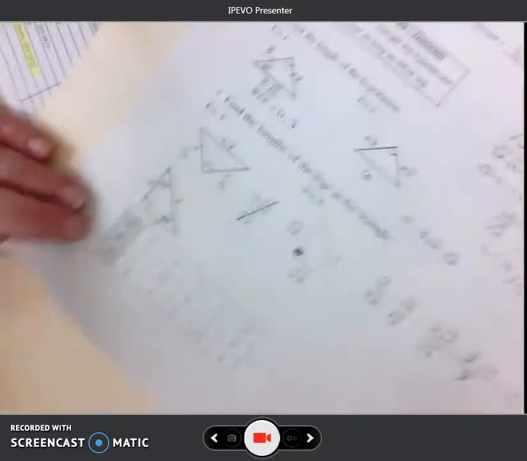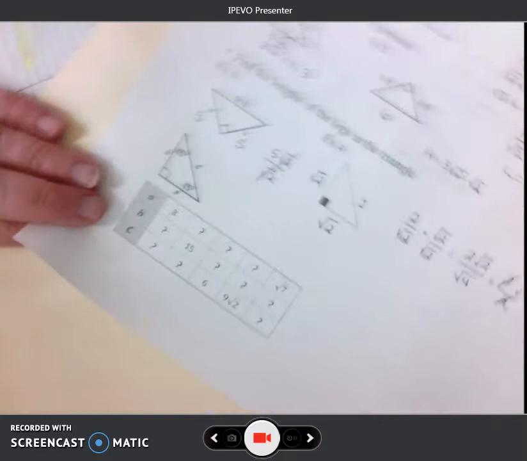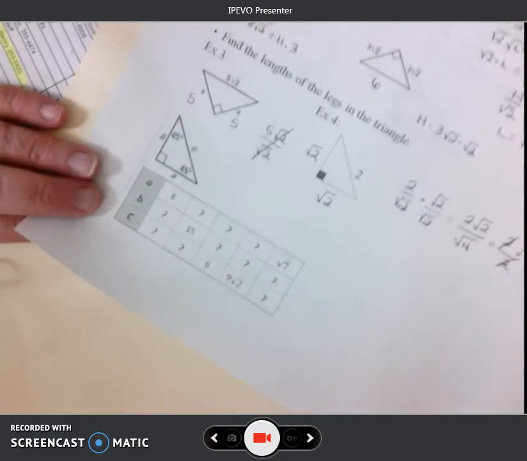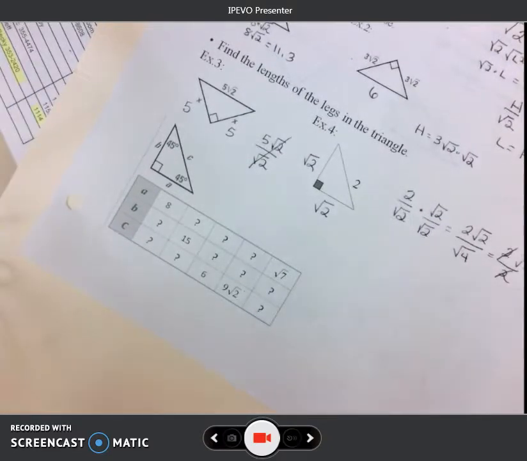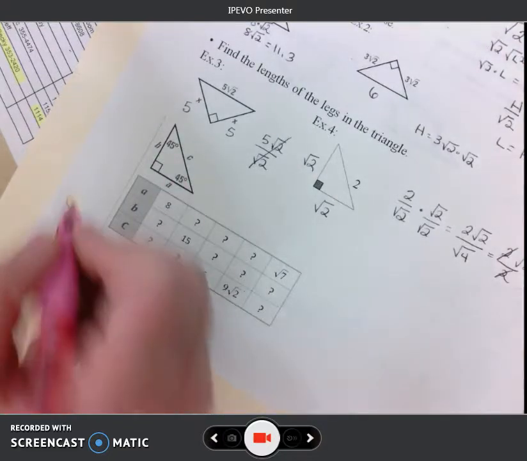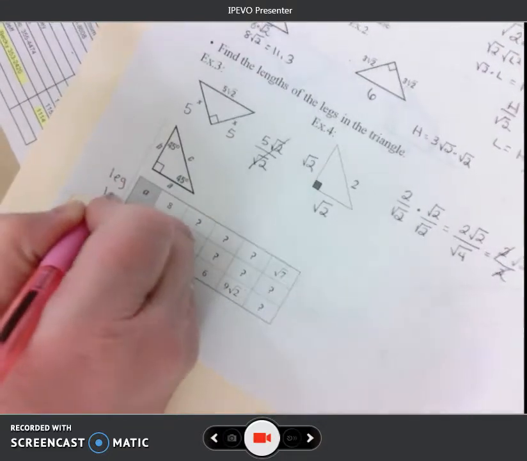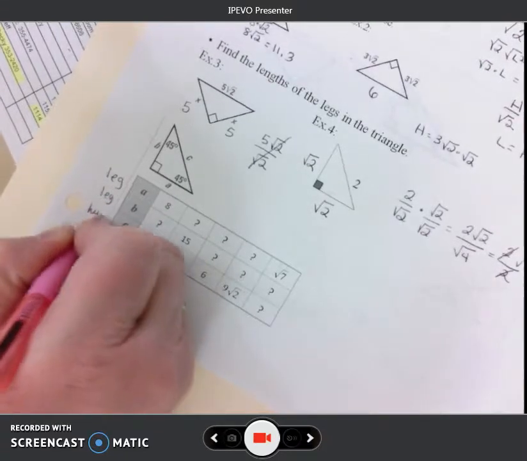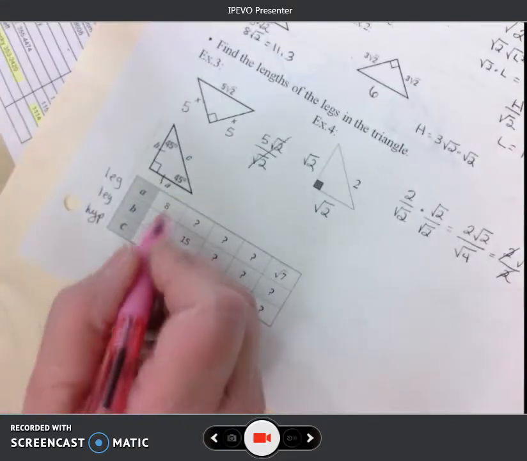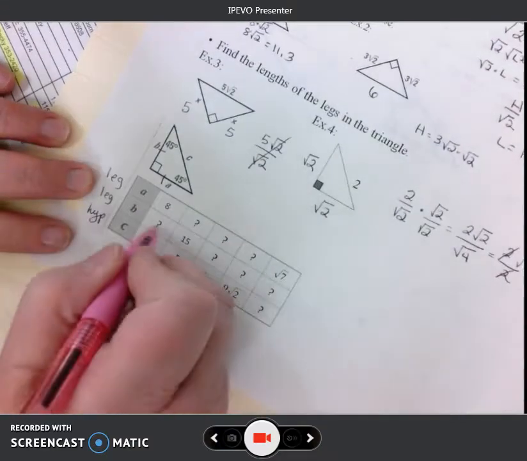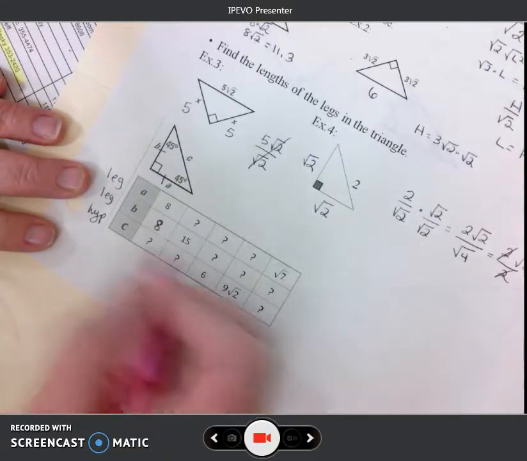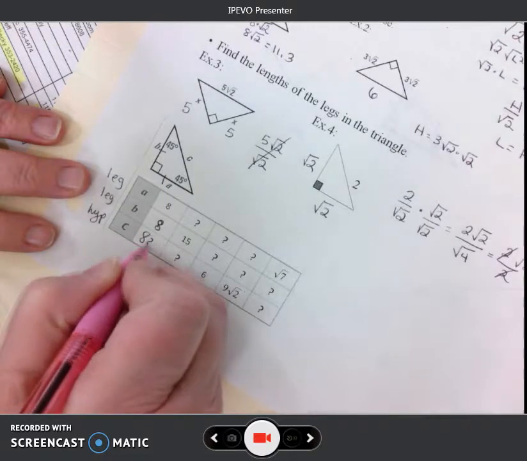Now we're going to look at a table. We have sides A, B, and C. A and B are our legs, and C is our hypotenuse. Again, we know that our legs are equal. So in our first example, if A is 8, then B would also be 8. Then to get our hypotenuse, we're going to a bigger side, so we multiply by the square root of 2.